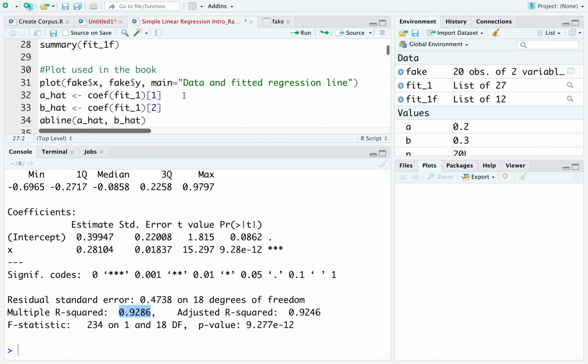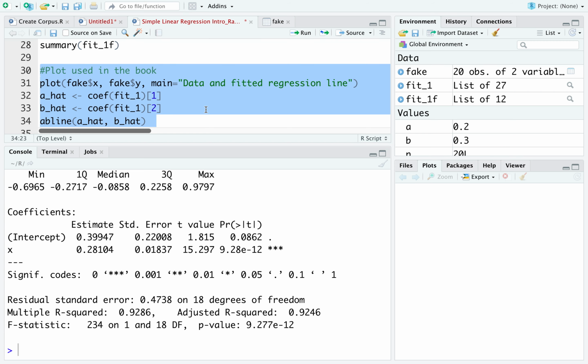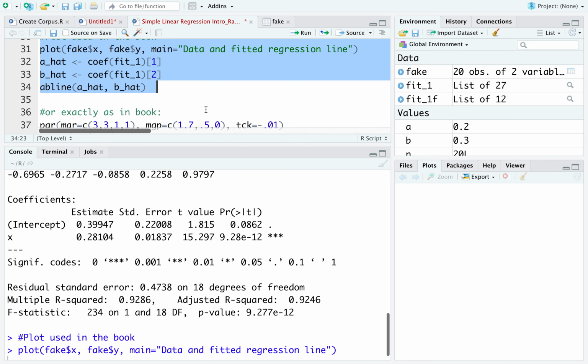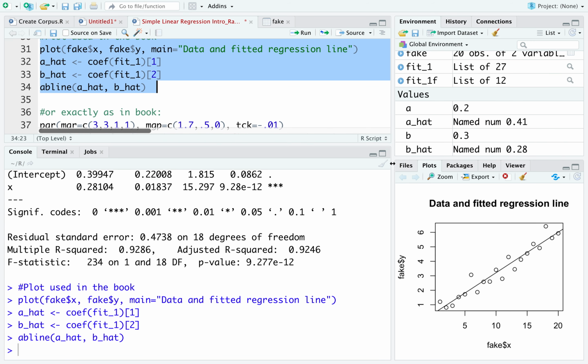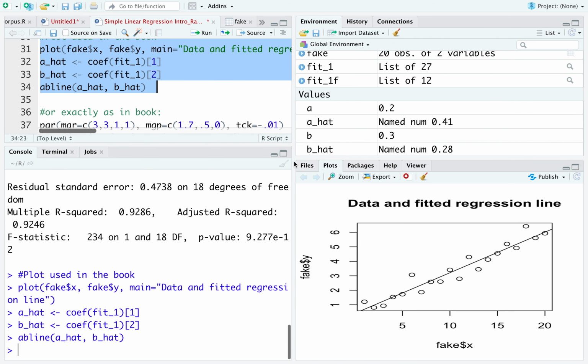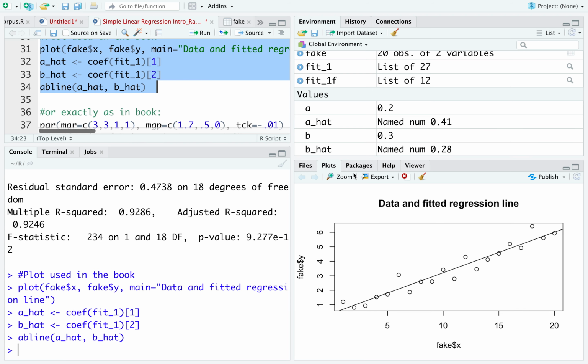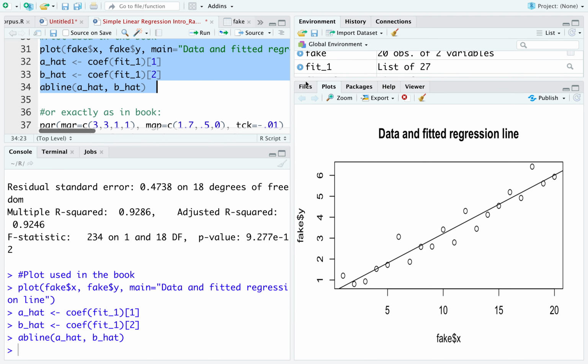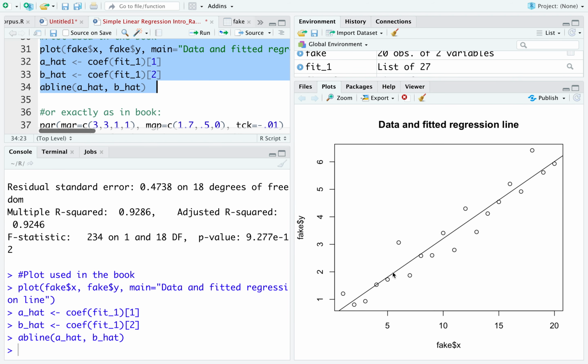So actually, let's plot it as they did in the book. This one was done in the book, and there it is. You can also click to zoom. That doesn't always work when I'm recording for you to be able to see it. But there it is. There's the data points, and you can see that 92%, R squared.